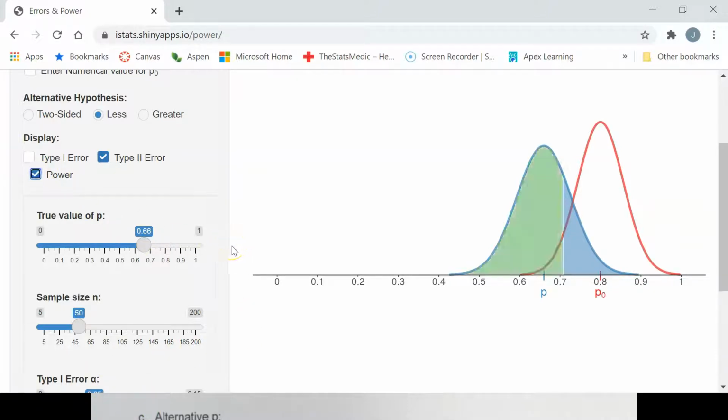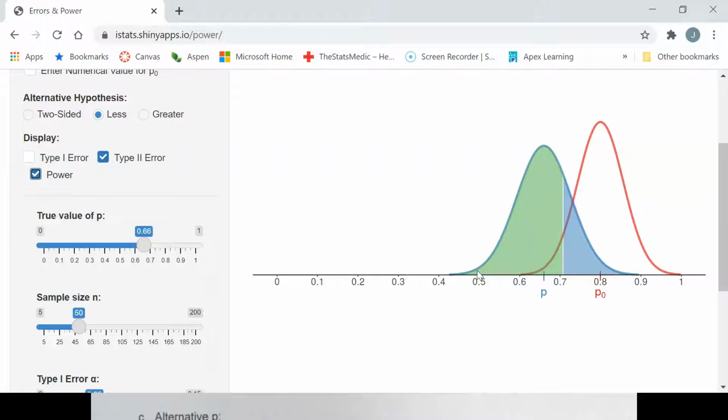I'm going to click that, and you see the green showed up. This is my power. Okay, that's the probability of being correct if the alternative is true, that alternative value of the 66% that we got from our sample.